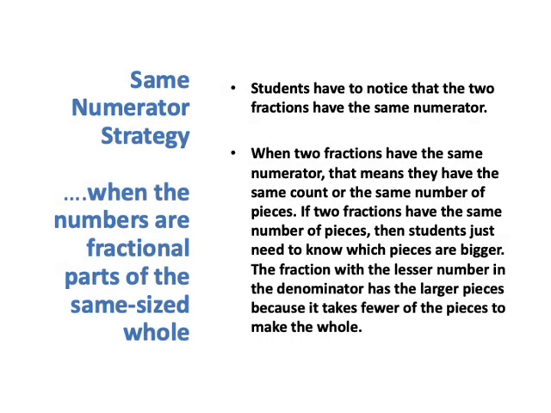So students have to notice that the two fractions have the same numerator. When the two fractions have the same numerator, that means they have the same count, or the same number of pieces. So if two fractions have the same number of pieces, then students just need to know which pieces are bigger. The fraction with the lesser number in the denominator has the larger pieces because it takes fewer of the pieces to make the whole.